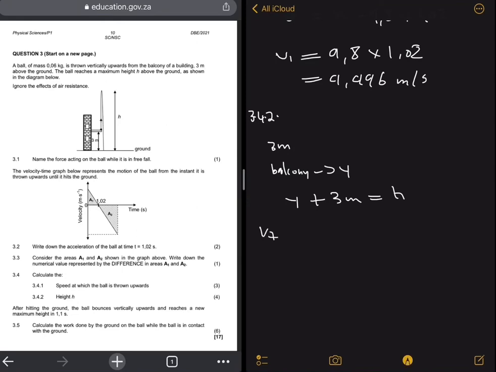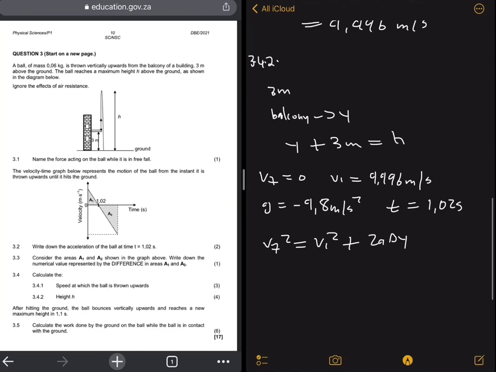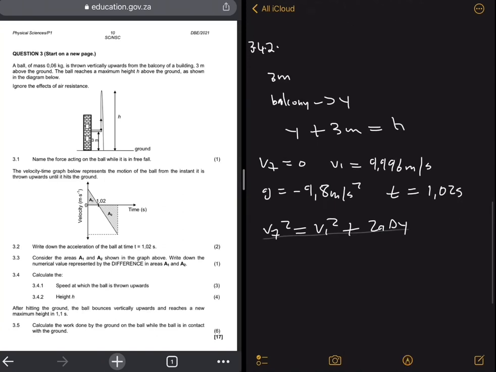So I have VF, which is zero. I have VI, which is 9.996 meters per second. I have G, which is minus 9.8 meters per second squared. And then what else do I have? I have T, which equals 1.02 seconds. Okay, we have the equation VF squared equals VI squared plus 2A delta Y. Yeah, this equation seems to work. So we're going to go ahead and use it.